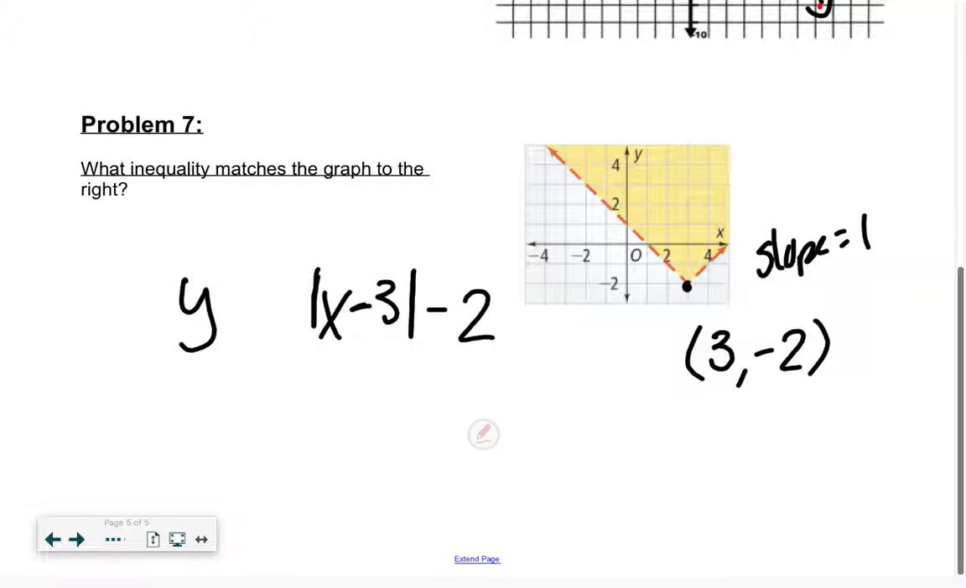Let's throw in a test point: 0, 0. Does 0, 0 work or does it not work? It does not work, because the other side is shaded. So if I plug 0 in here, I get -3. Absolute value of -3 is 3. 3 minus 2 is 1. So if I did this, that works, right? And we don't want it to work, so we want to go the other way.